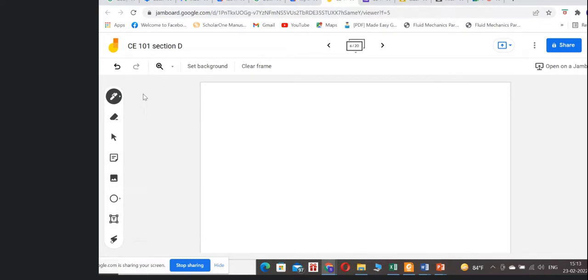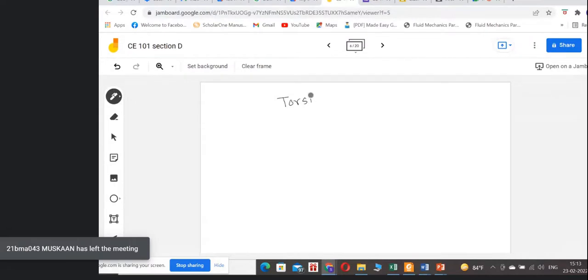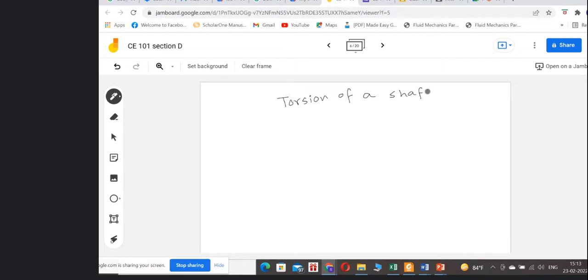So today we'll start a new chapter, that is torsion of a shaft. Now, what is a shaft? A shaft is a circular cross section which has a length. It may be either a solid section or a hollow cylindrical section.